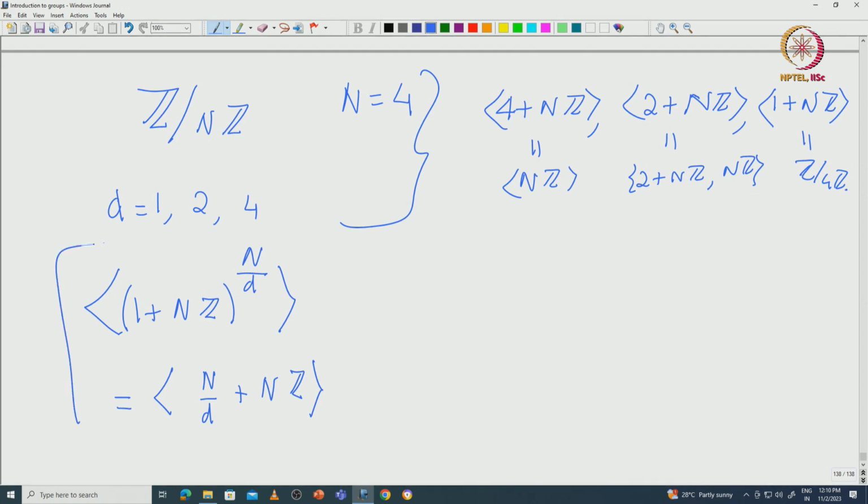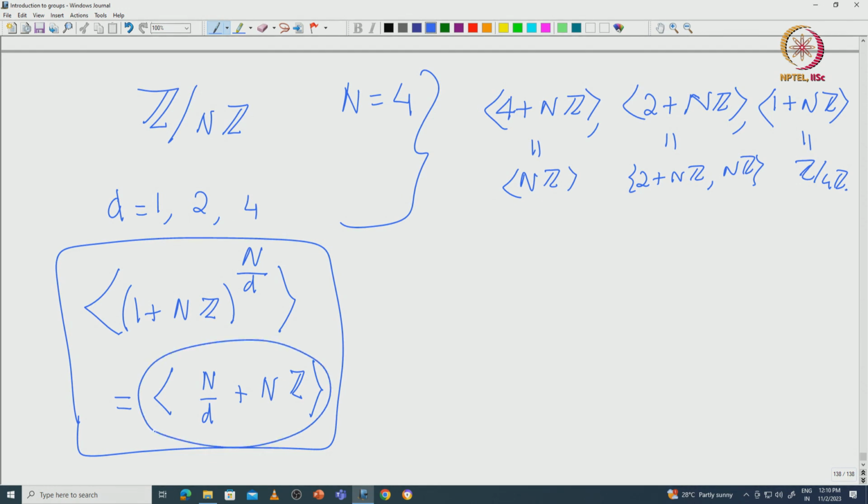And for the general case, given d dividing n, you have exactly the subgroup generated by n by d plus nZ, which will have order d. Okay, so with this I will stop here, and in the next class we will continue with the characterization of cyclic groups, some more properties of cyclic groups.